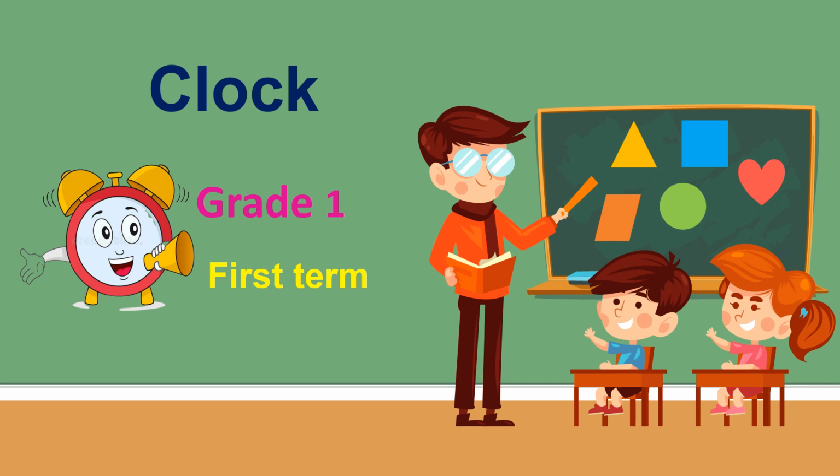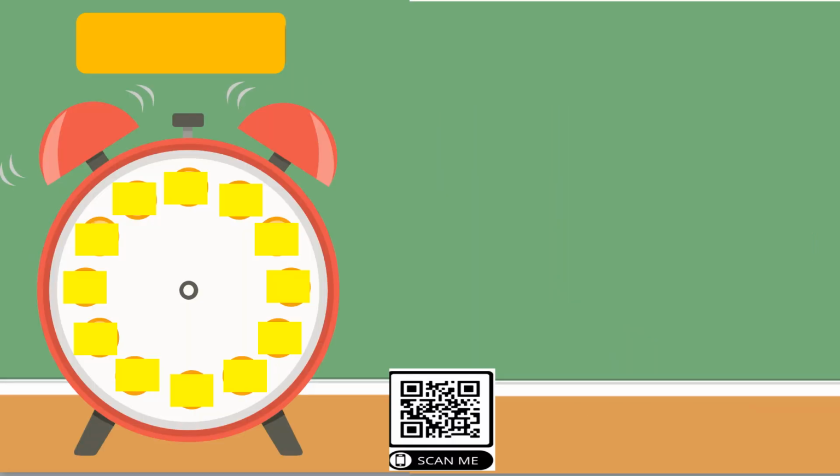My dears. Today our lesson is about the clock. Let's know more about the clock. In the clock we have two forms. The first form we call the analog form.